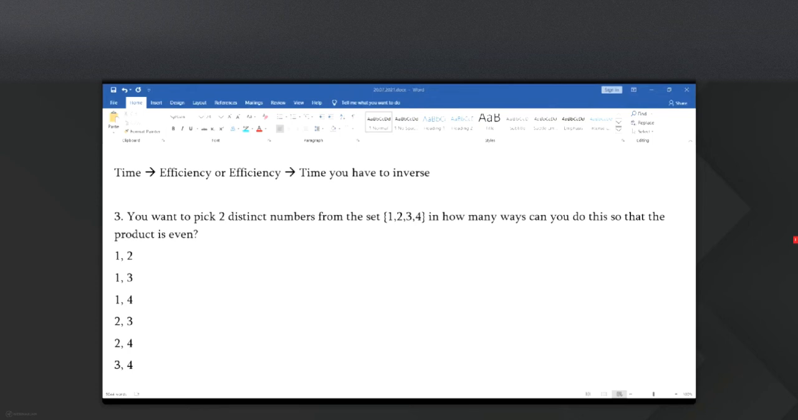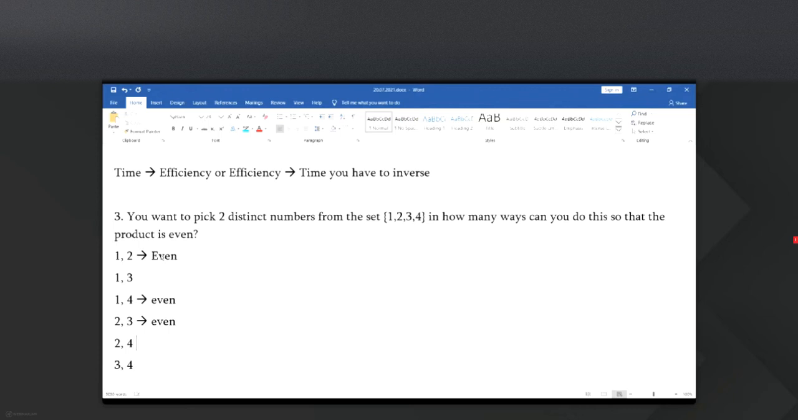These are the situations in which you can select these numbers. Out of this, you have to see which one gives you an even product. If there is at least one even number, it will have an even product. So you can see this will give you an even product, this will give you an even product, and this will give you an even product.